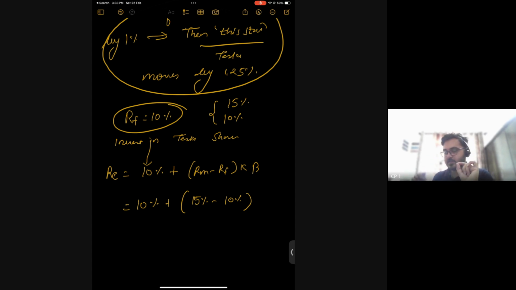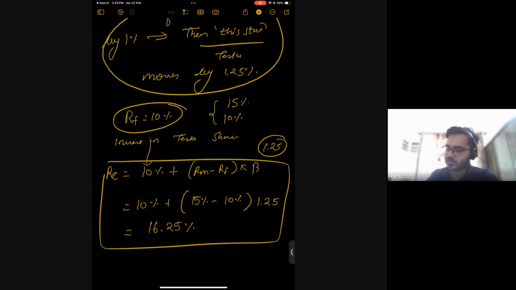But like I said, Tesla has a beta of 1.25, which means when US markets move up by 1%, Tesla moves up by 1.25. If US markets go down by 1%, Tesla goes down by 1.25. So you adjust for this factor of 1.25, and at the end you have an overall buildup, which is basically 5 into 1.25, which is 6.25, plus 10. So the overall required rate of return for investing in Tesla will be 16.25%.